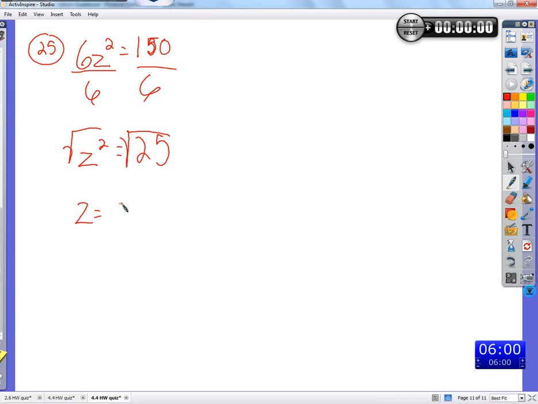5? Only 5? Plus or minus 5. 5 is a solution, negative 5 is the other solution. And these are the only solutions. So only 2.